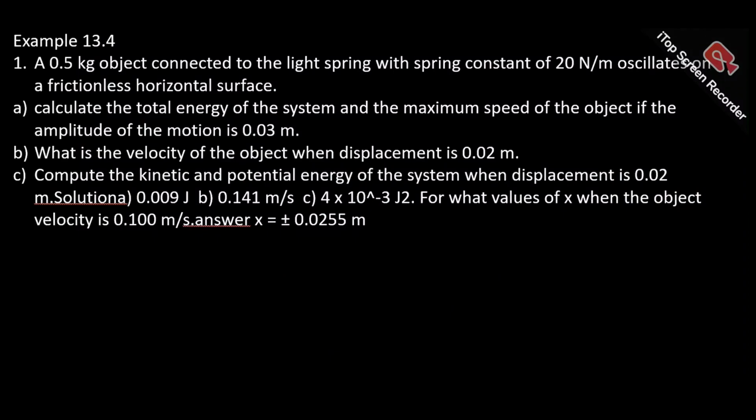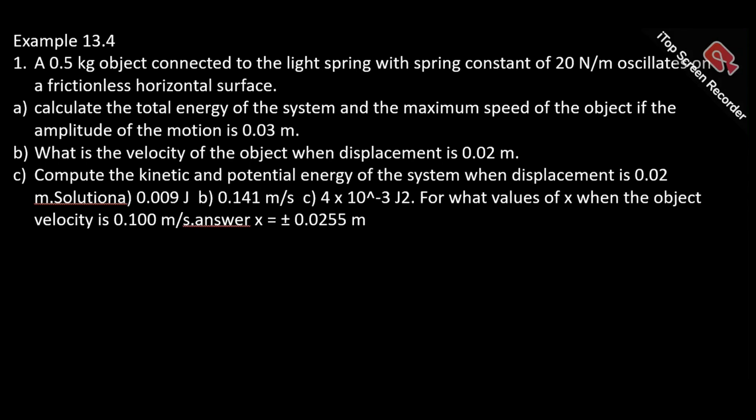Lastly, a 0.5 kg object connected to a light spring with a spring constant of 20 Newton per meter accelerates on a frictionless horizontal surface. Calculate the total energy of the system and the maximum speed of the object if the amplitude is 0.03 meters.